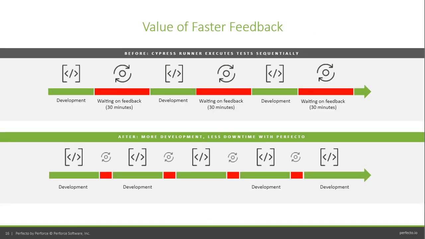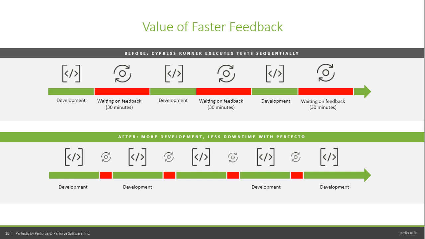All right, so the second thing that we bucketize is really the value of faster feedback. And you see on there, here's a diagram which shows 2 pipelines. On the top is what happens without Perfecto. What happens if you're running this locally and running this sequentially? And what we found is that if you think about the day-to-day of a developer, really what they're doing is development along with, let's say, all other administrative tasks. But every time that they develop and do a pull request, they have to wait for feedback.